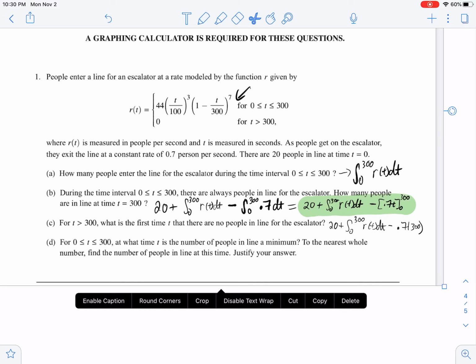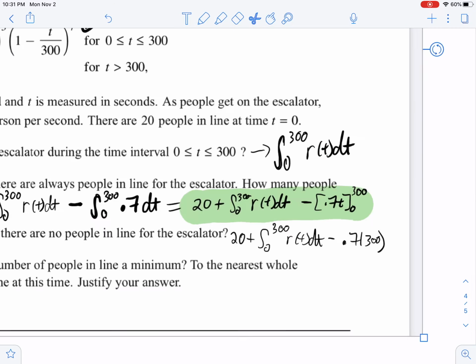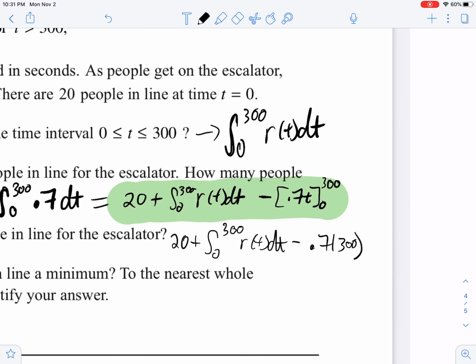So the rate at which people leave is what we calculated before. The rate at which people leave the line is 0.7. So if we integrate that, the number of people who leave the line is 0.7t. If I just integrate 0.7, I get 0.7t. So I'm going to subtract 0.7t, and I just set this whole thing equal to 0 and solve for t.